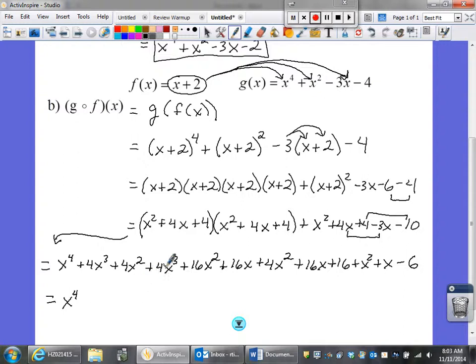We have a 4 and a 4, which makes 8, and that looks like it's it. Plus 8x to the third power. We have squares. We have x squared here, so that's 4, and 16 makes 20. Plus 4 more makes 24. Plus 1 more makes 25. So 25x squared. And we have x is 16, and 16 makes 32, plus 1 more makes 33.